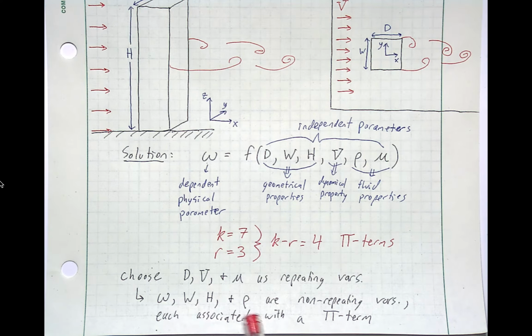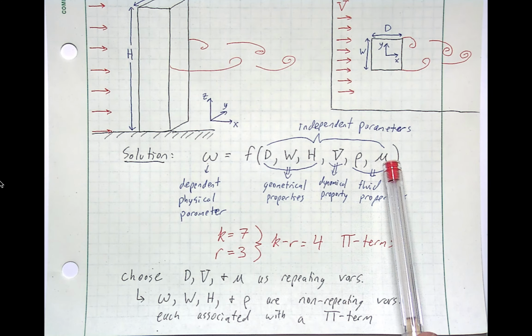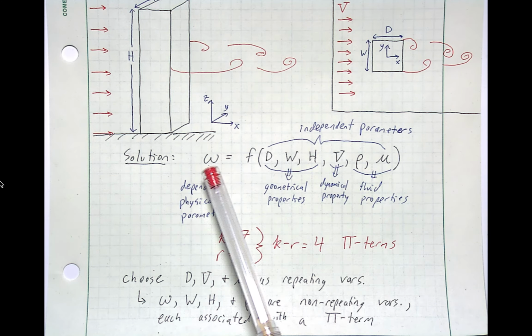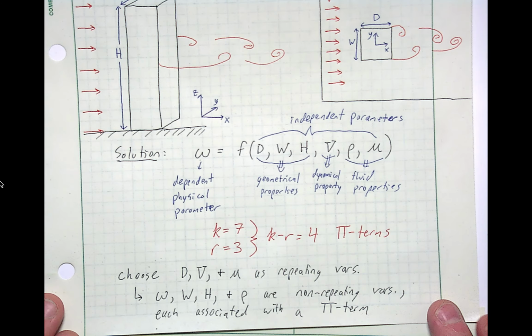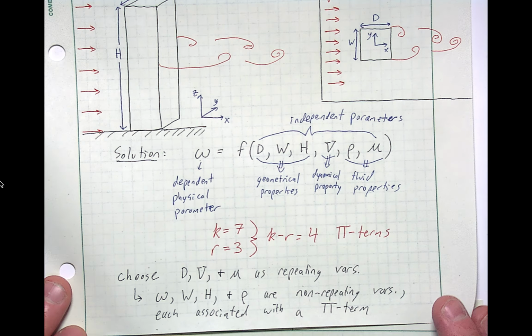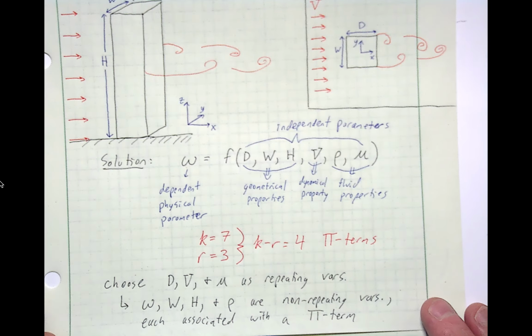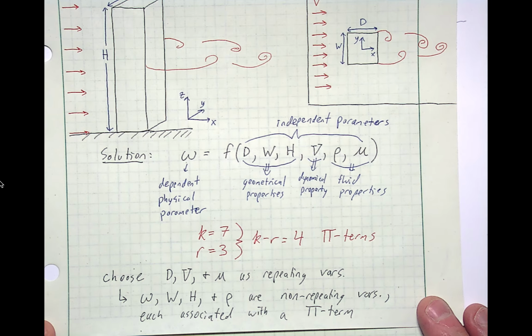So that means, again we've chosen d, v, and mu, the remaining 4, which are omega, w, h, and rho, are non-repeating variables, and each of those will be associated with a non-dimensional or dimensionless pi term. You would go through the process of setting up your system of equations for the exponents on each of the repeating variables, or you can do all 4 of these by inspection. And I'll talk through here why we can do this.